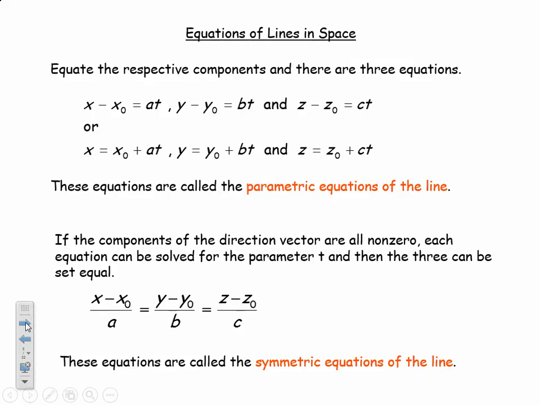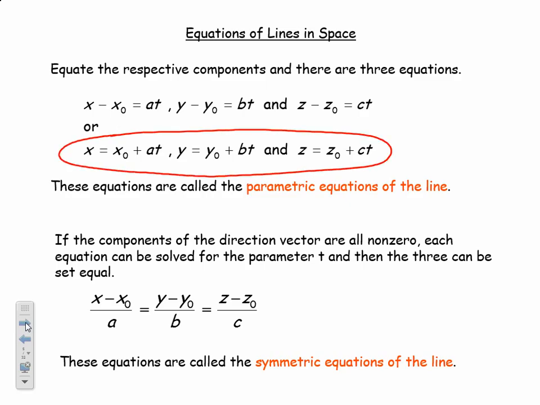Here we have a set of parametric equations that describe our line. If we solve for t, we have these. Parametric equations, symmetric equations. Those are circled in red. My rule for calculus AB today was if I wrote in red, you should write it down. Parametric equations of the line.